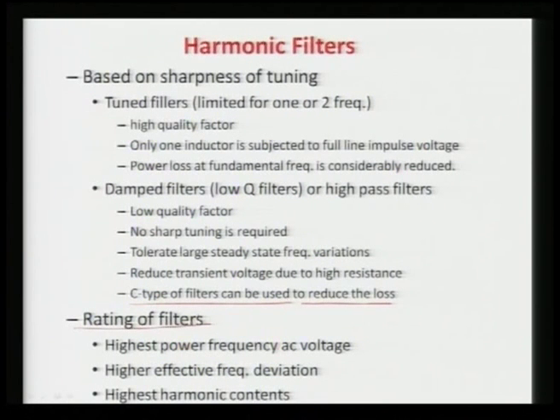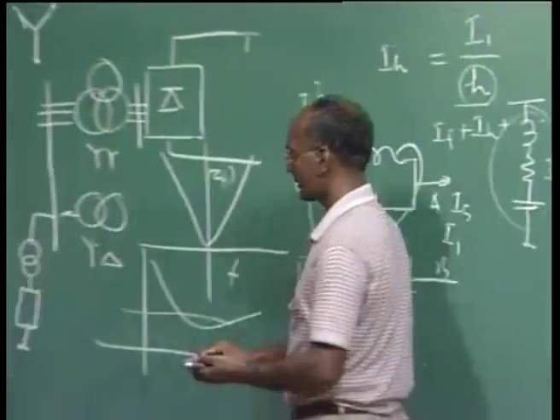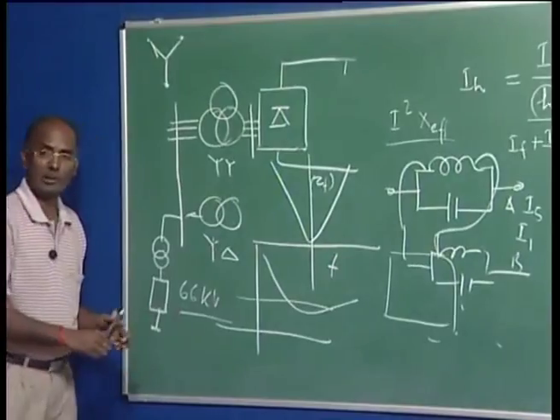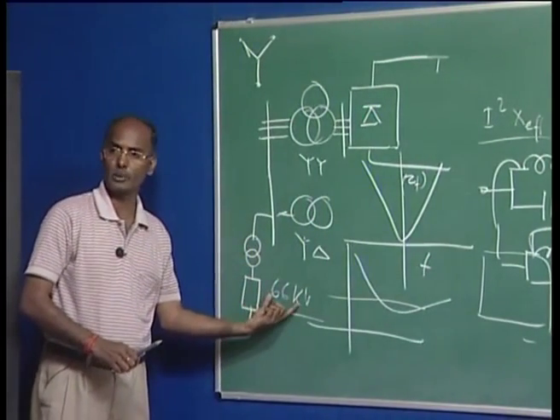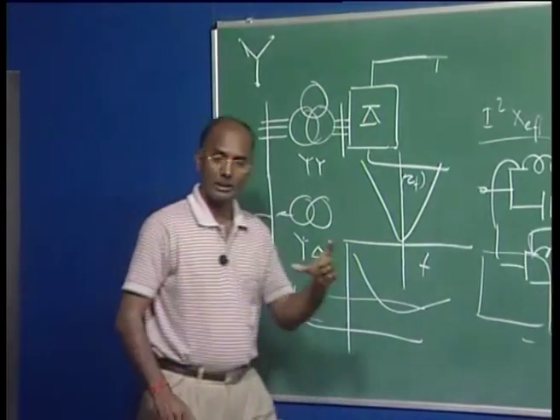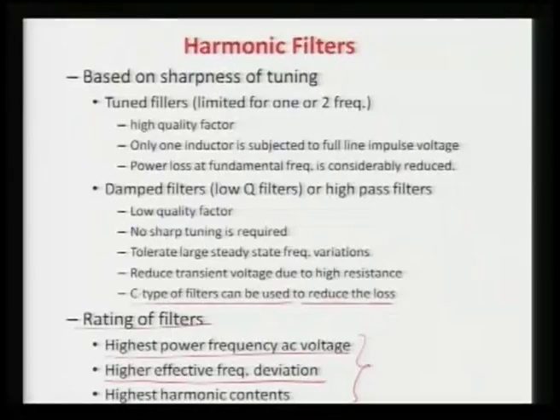Now, how do we define the rating of the filter? The rating of filters is basically decided based on three things. One is the highest power frequency of the AC voltage, that is, the insulation level. If I say this filter is 66 kV, it means this is the insulation level where it can be connected. So this is the power frequency voltage, whatever the voltage is where you are connecting. This is basically your phase voltage. It's not line to line; it is a phase voltage we are talking about.